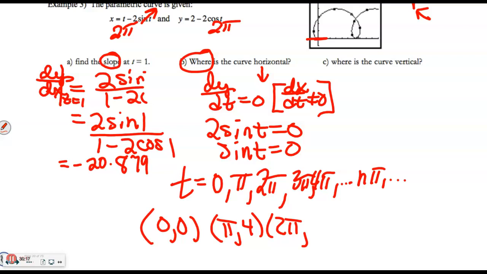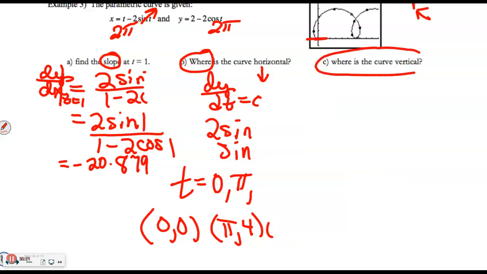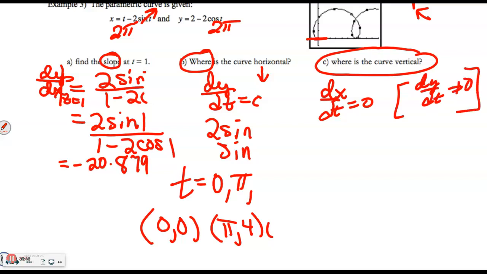Anyway, the last question. Where is t with the curve vertical? What do you think? The bottom has to be 0 and the top is not. Let's just go find the first place where it happens because I feel like I've talked a lot. So we need dx/dt to equal 0, and keep in mind the top can't. And just so you were paying attention, what did I say happens when both of them are 0? You get a cusp.